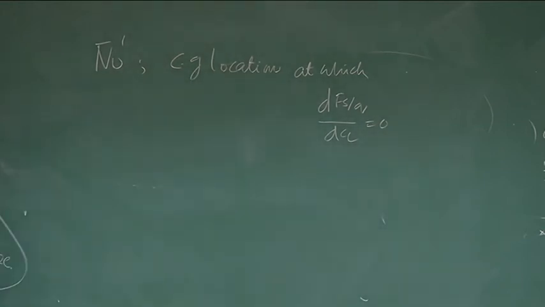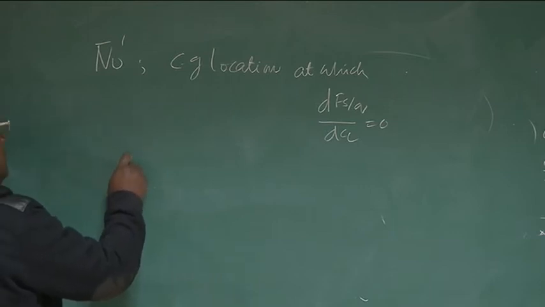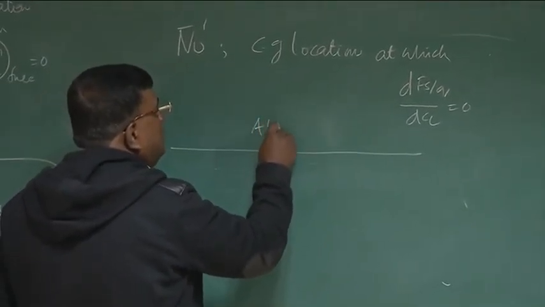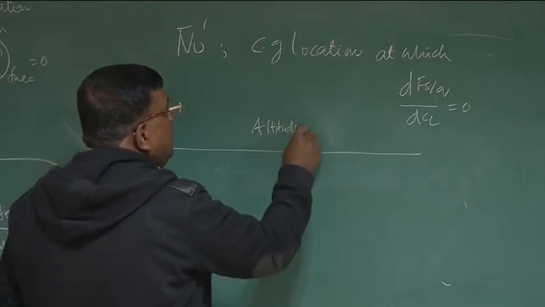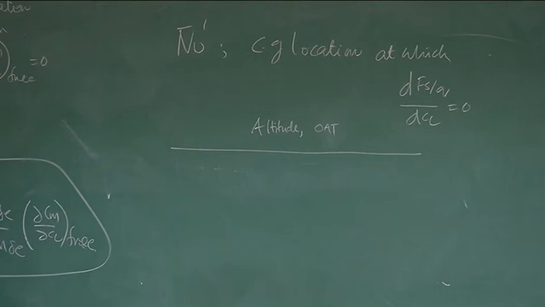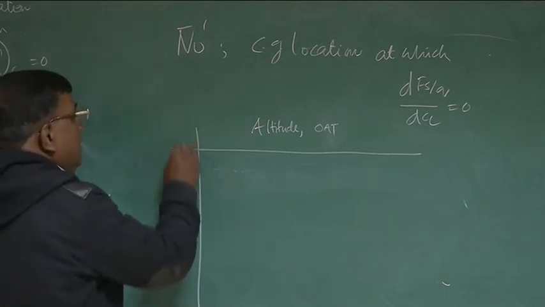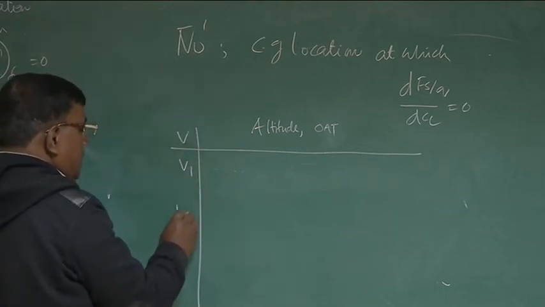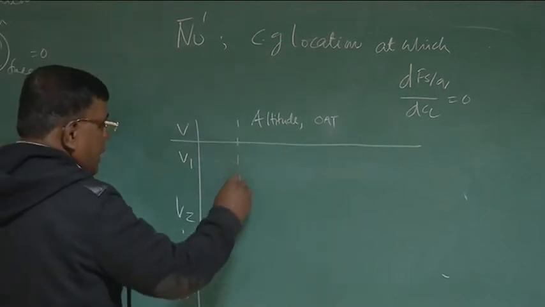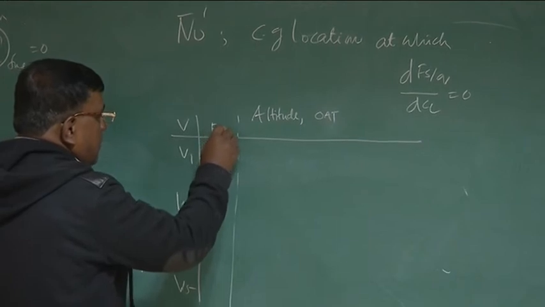How do I do the experiment? When I am going for the neutral point experiment, I go to an altitude. I again note down the altitude. I note down the outside air temperature because these are required to measure the density. I trim my airplane for say V1, V2 up to V5. I measure Fs.